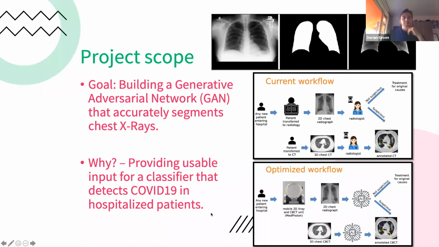So what are we doing? We are trying to build a generative adversarial model that accurately segments X-rays. And what does that mean? Okay, so we have a huge data set of 1,000 chest X-rays, and they all look a little bit like this. And the idea is that with our generative model, we are able to generate the masks for these images.